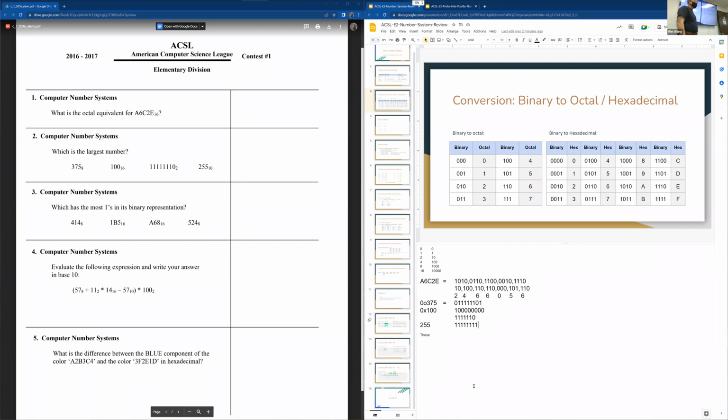Next time we'll do the expression notations, the infix, prefix, and postfix expressions. There's some stuff on the wiki site on the ACSL.org website. So if you guys want to review that, preview that, you can do that at home. But if not, we'll do that next class.